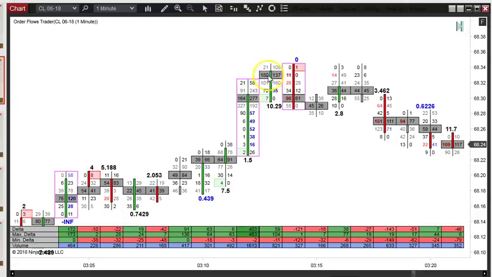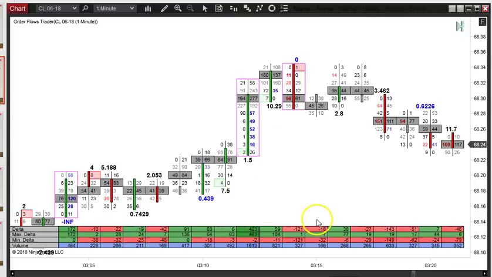But in this case here, I can see we're at a swing high. I've got a ratio I like. It's a blue number, right? If it's black, it's just your normal order flow numbers. If it's blue, it's telling me something. In this case, it's telling me there's price rejection up here.